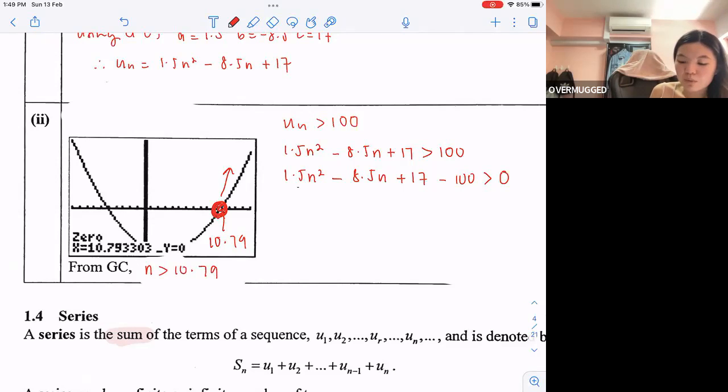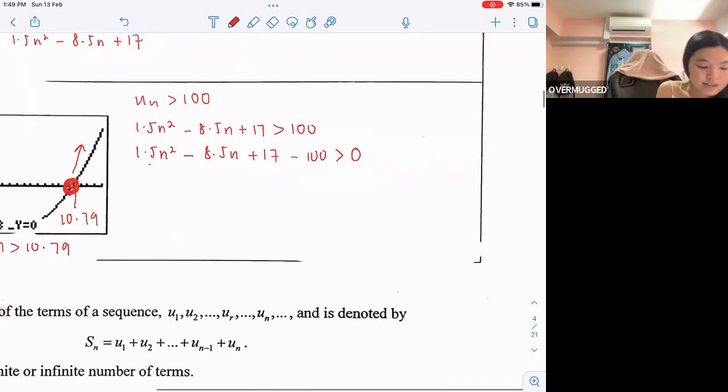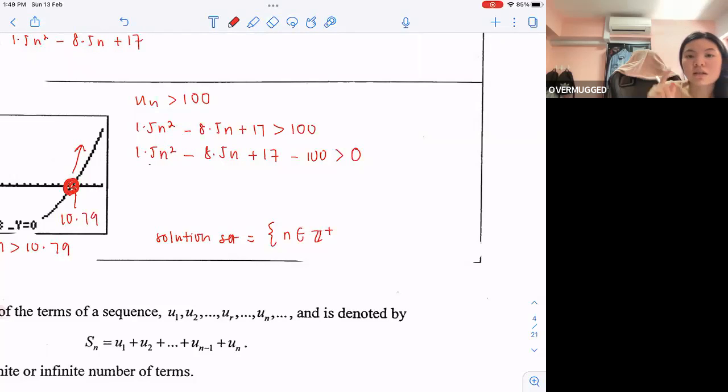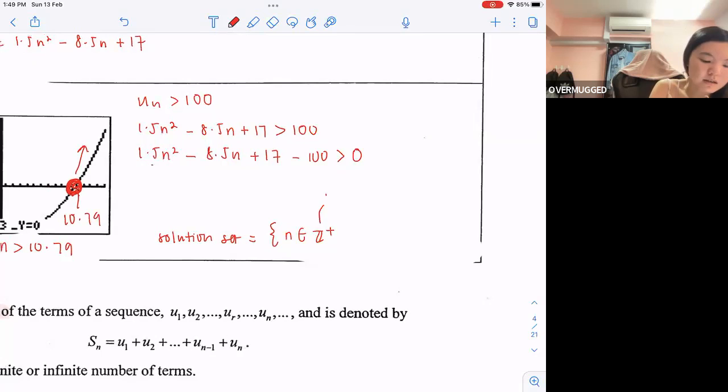In other words, what will the solution set be? Solution set, you have to write like that. You have to have a curly bracket. Because your n has to be a positive integer, Z represents integer. The plus at the top represents positive. But n has to be more than or equal to 11.